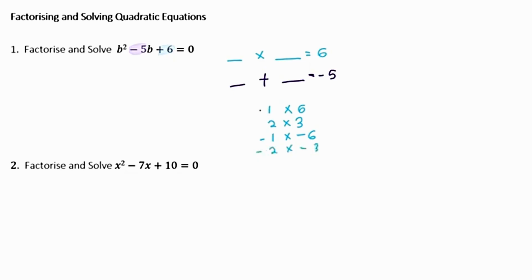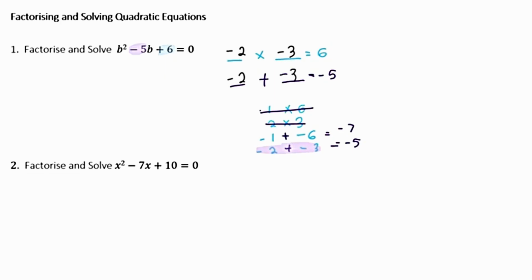So if we now look at which of these add to give us negative 5, 1 and 6 adds to give us 7, so it can't be that. 2 and 3 adds to give us 5, so it can't be that. Negative 1 plus negative 6 would give us negative 7, but when we add negative 2 and negative 3, we do get negative 5. So we are going to be using negative 2 and negative 3 because it multiplies to give us 6 and it also adds to give us negative 5.